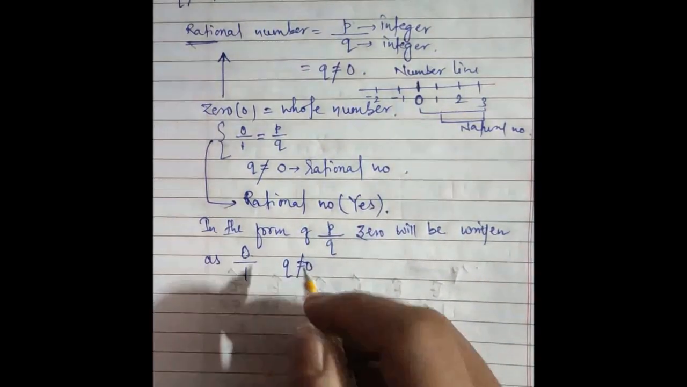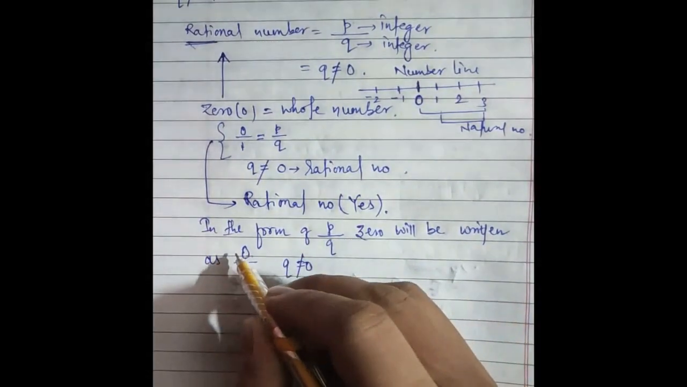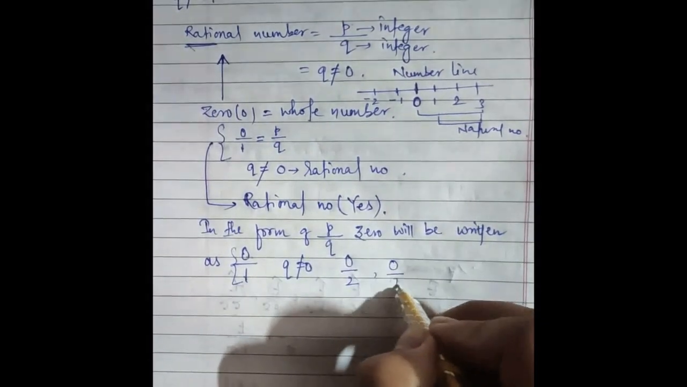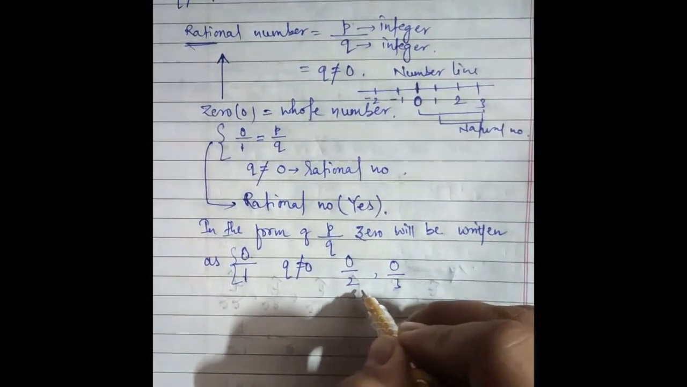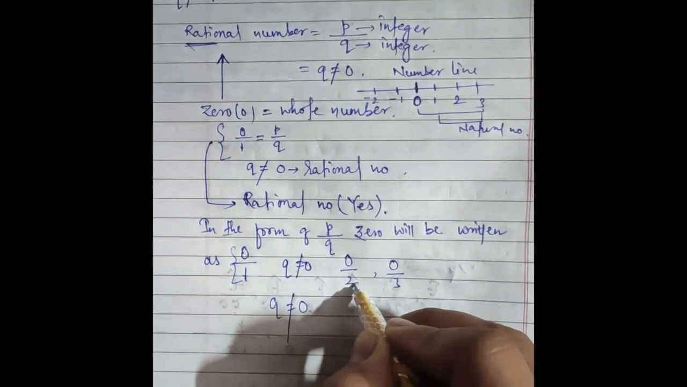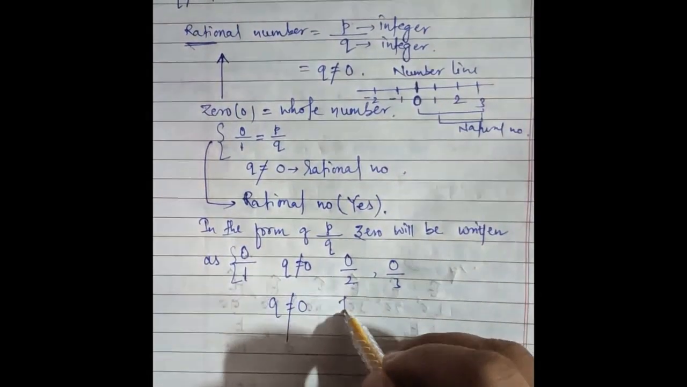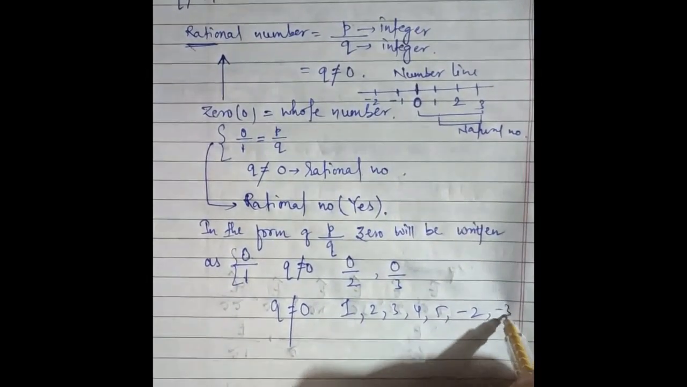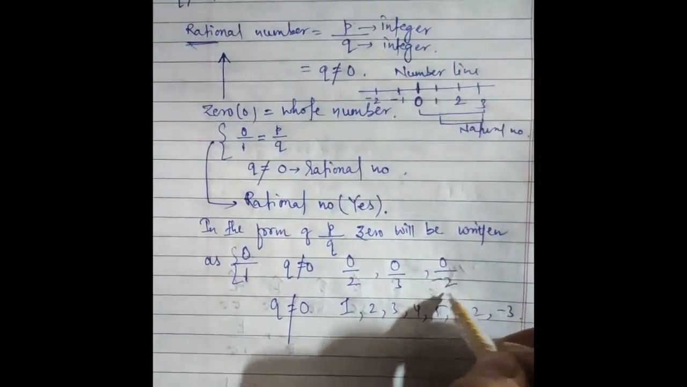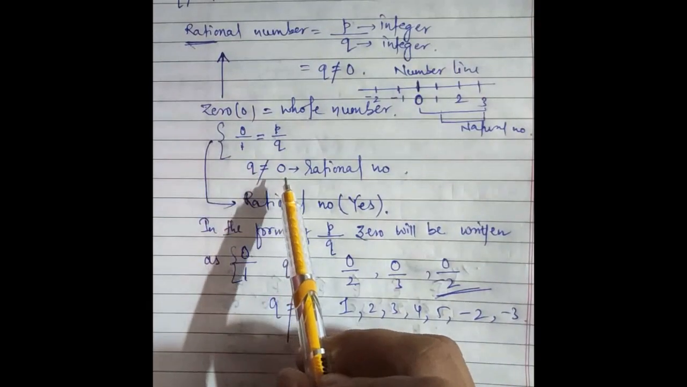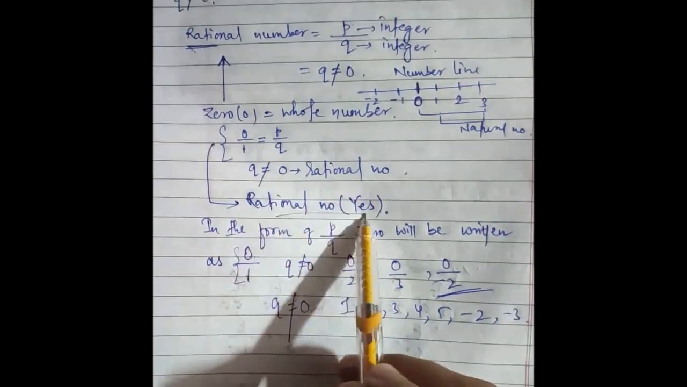We can write not only 0 by 1, we can also write 0 by 2, 0 by 3, any number in q. Instead of 1, any integer you can put, whether it is 1, 2, 3, 4, 5, minus 2, minus 3. Writing 0 by minus 2 is also correct, because an integer may be positive as well as negative. So yes, 0 is a rational number.